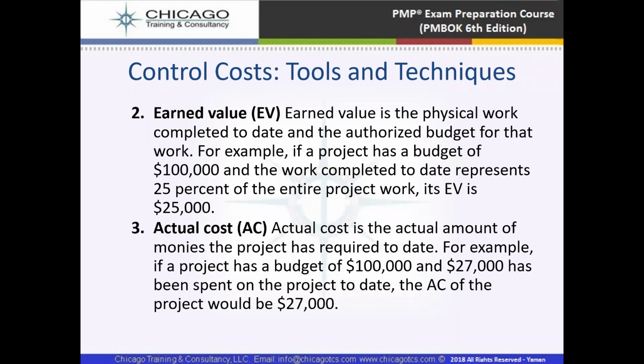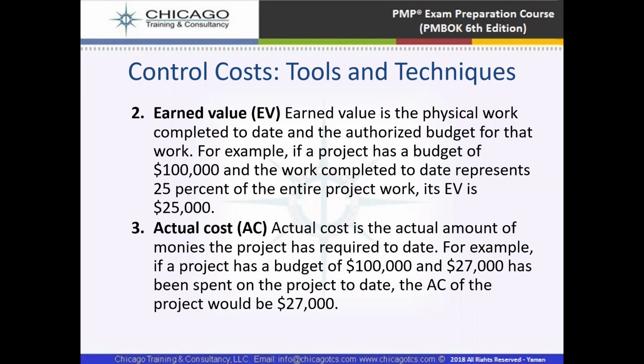Now, the earned value is the physical work completed to date. For example, if a project has a budget of $100,000 and the work completed to date represents 25% of the project work, then 25% multiplied by $100,000 will give us $25,000 earned value.